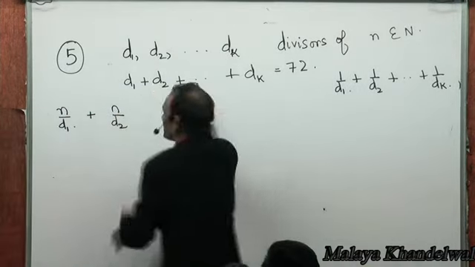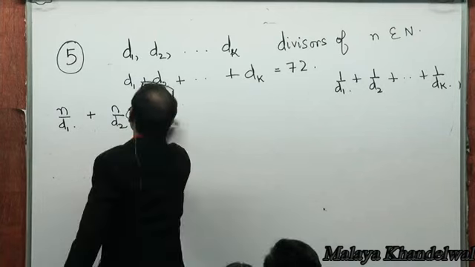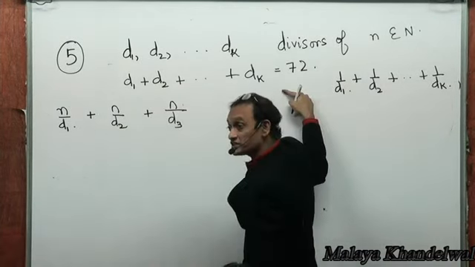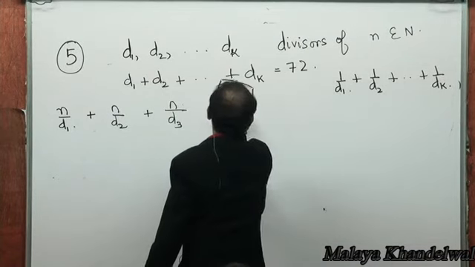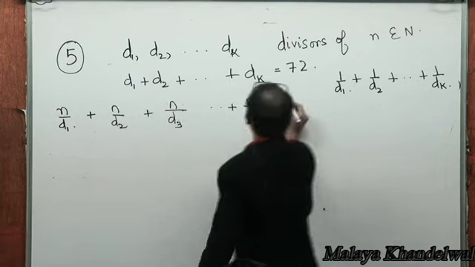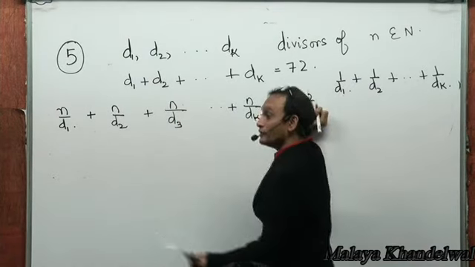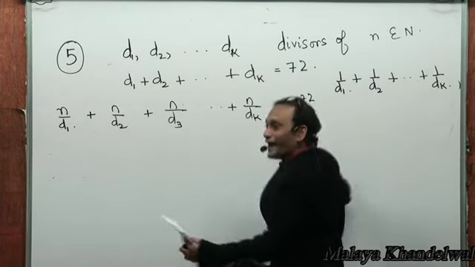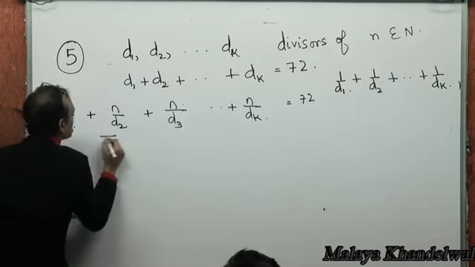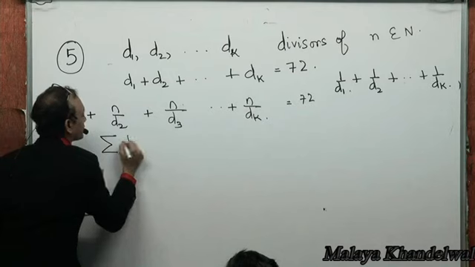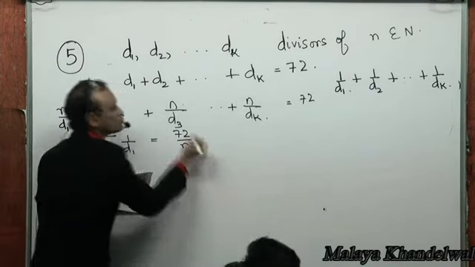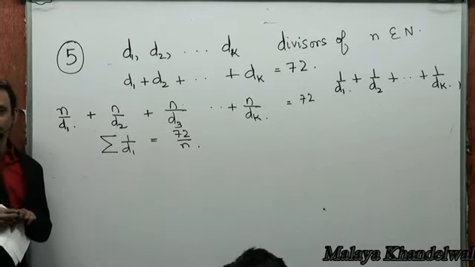And it will be some number here. N by d3 will also be a divisor of n. It will be equal to some divisor here. N by dk will also be a divisor of n. Some number here. And this must also be 72. It's the same set rearranged. So then what? Summation of 1 by d1 is 72 by n. Yes or no?